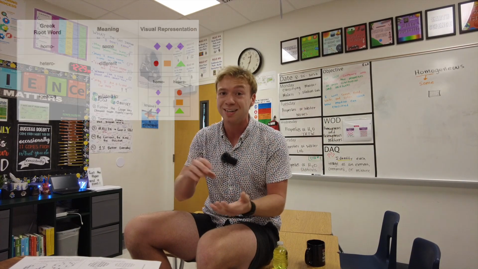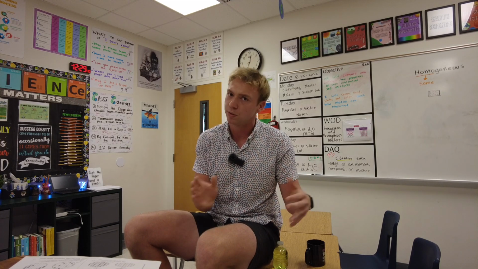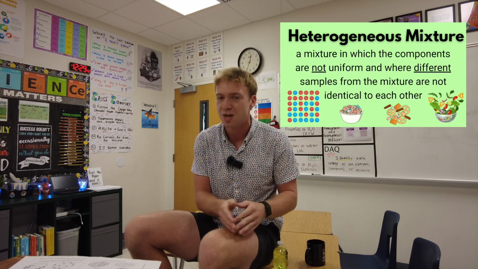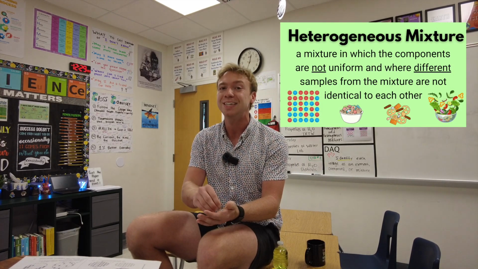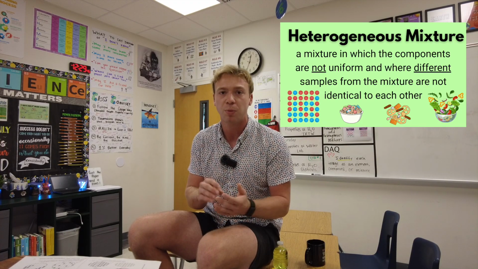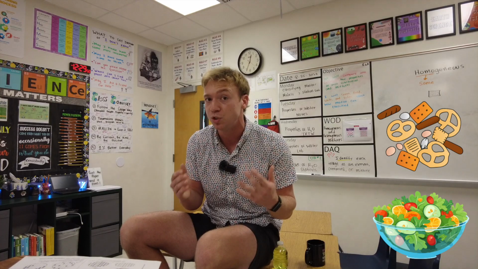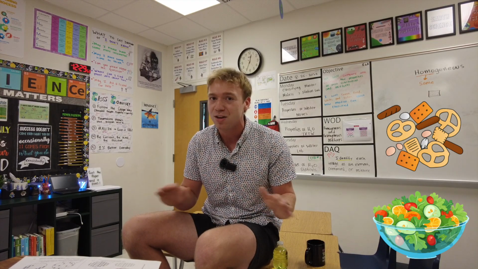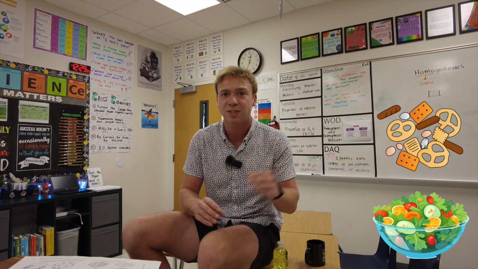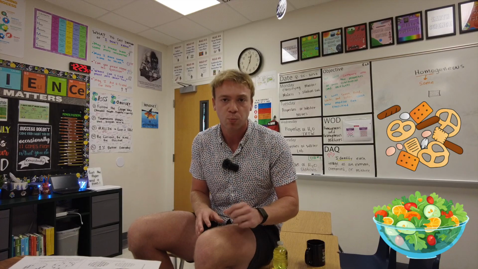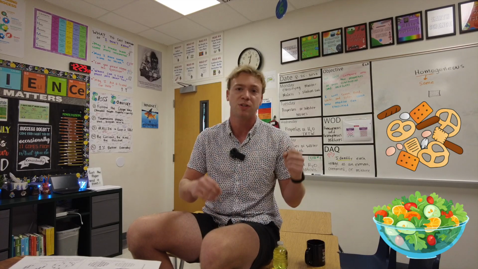Heterogeneous mixtures can easily be separated. It's more difficult to separate homogeneous mixtures, but heterogeneous mixtures we can easily separate, all right? There's a bunch of different parts. For example, you might have a salad. A salad is a heterogeneous mixture, all right? It is not uniform in appearance. There's a bunch of different pieces. It looks different. We could pull out the lettuce and the tomatoes and the cucumbers and the cheese.